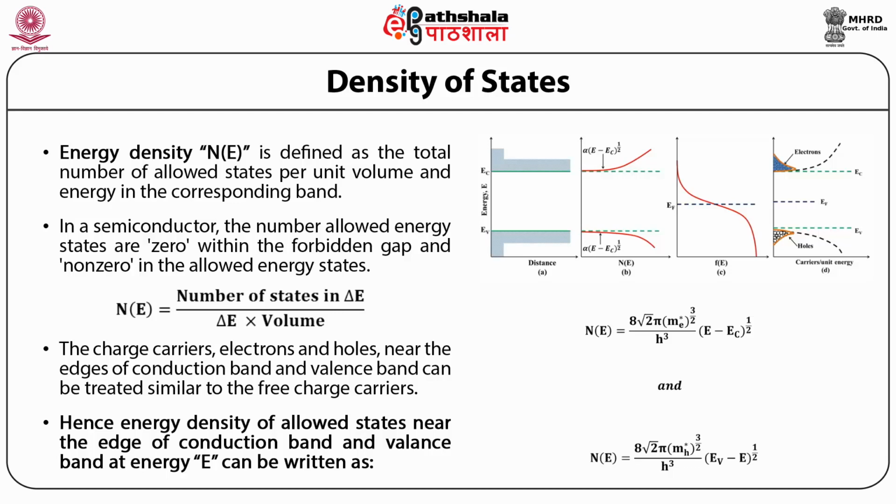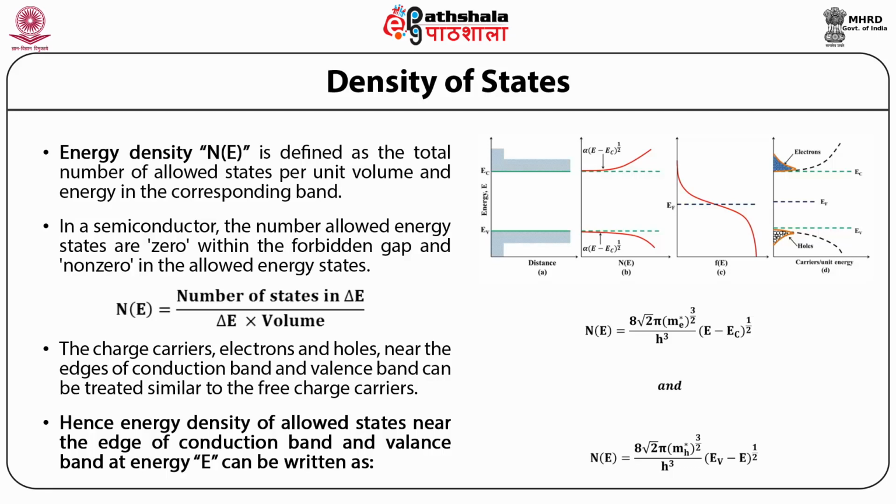Similarly, the energy density of allowed states near the valence band at energy E can be written as N(E) equal to 8 root 2 pi multiplied by m_h star to the power of 3 by 2 divided by h cube. This whole is multiplied by square root of Ev minus E for E less than or equal to Ev. Of all these figures, the first figure shows the band representation of a semiconductor.